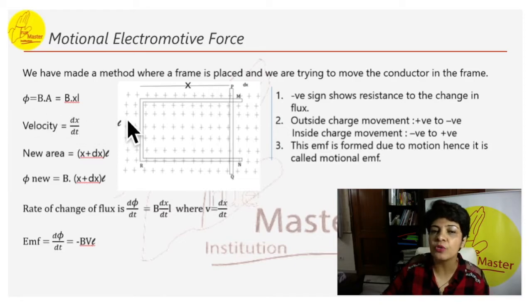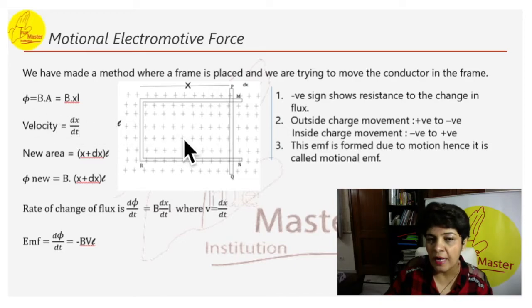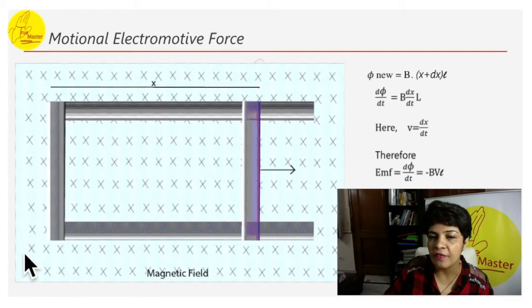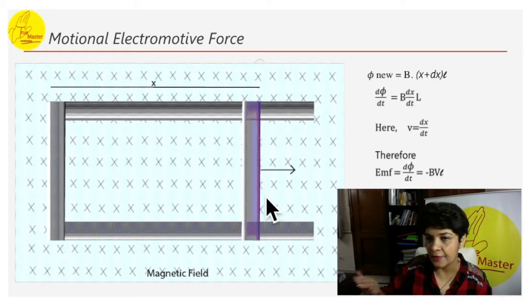Let me first show you on an animation what exactly I'm trying to explain here. Suppose this is the magnetic field. This X is showing you that there is a magnetic field. In this magnetic field, we have created a U-shaped conductor with a sliding rail. This is the present area. Magnetic field into the area will be the flux.